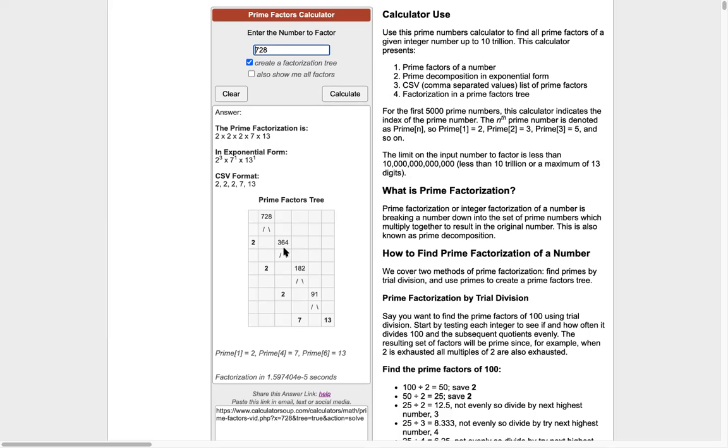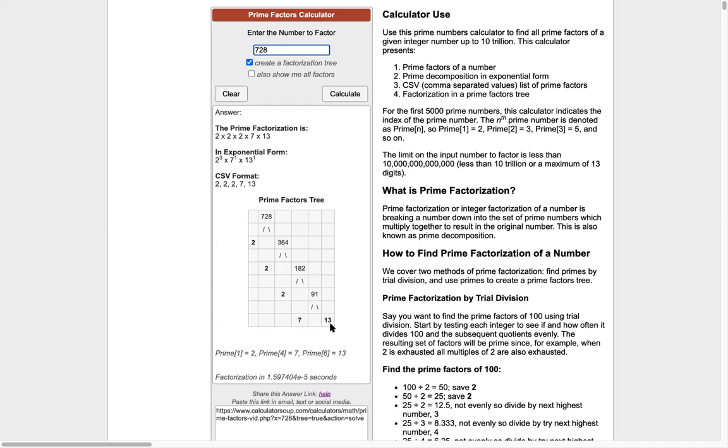You can divide 2 into 728 evenly and you get 364. Again, that's an even number. Dividing by 2 gives you 182. Dividing by 2 again, because you're still even, gives you 91. Now here 91 you see is not prime, so you have to find the next largest prime number that goes into 91 evenly. It's not 3 or 5, but it happens to be 7. And here, when you divide 91 by 7, you get the result of 13.